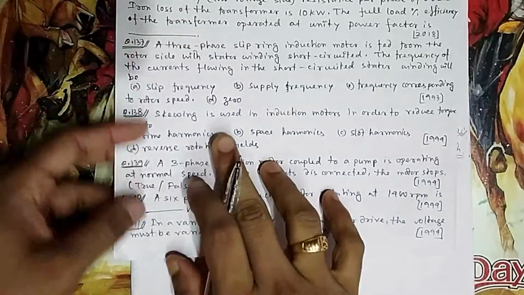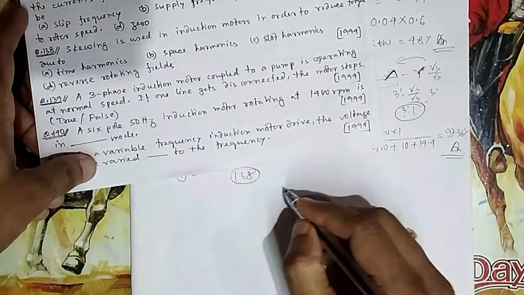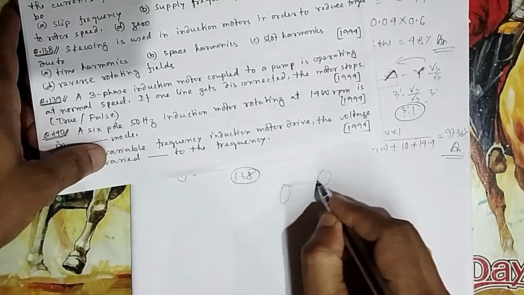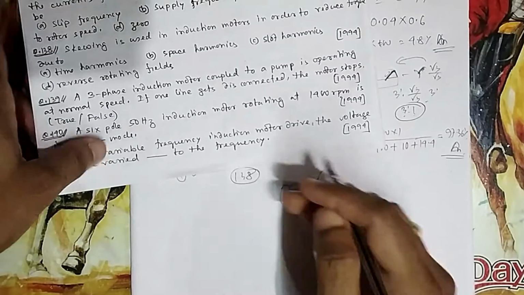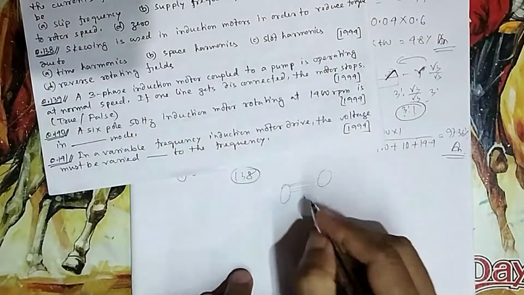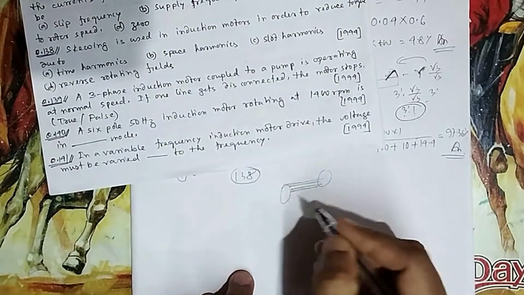Now if you come to 138, skewing. What is skewing? If you have seen the rotor slots, the slots are not straight. It is always given a little tilted. It is something like that. You have taken these slots and just twisted them, so these rotor slots are given a little bit tilted.